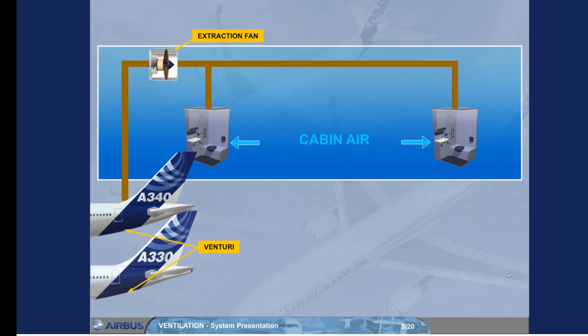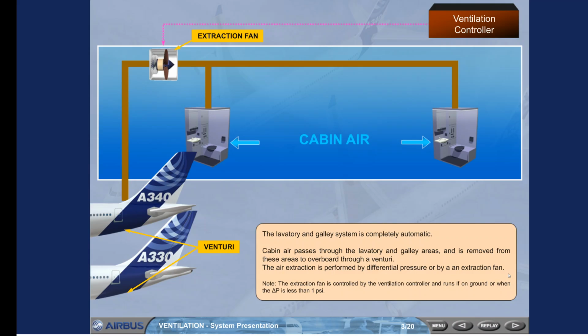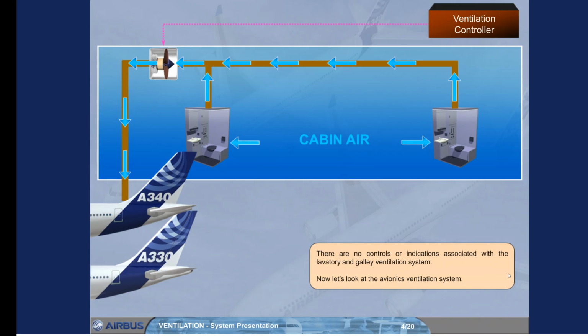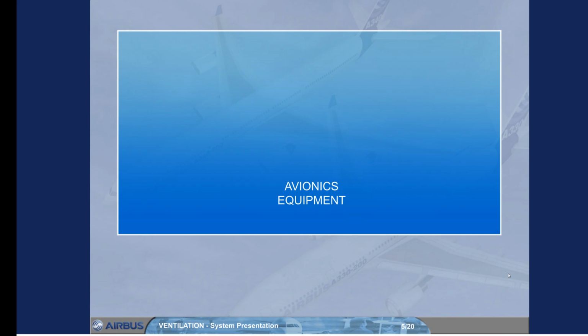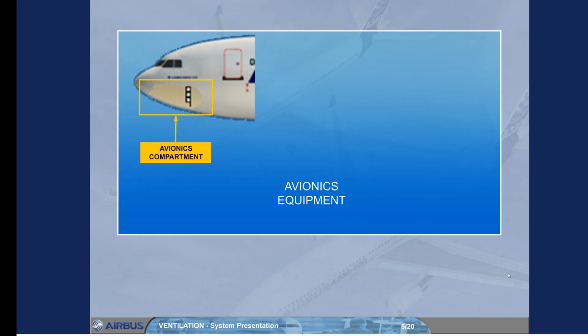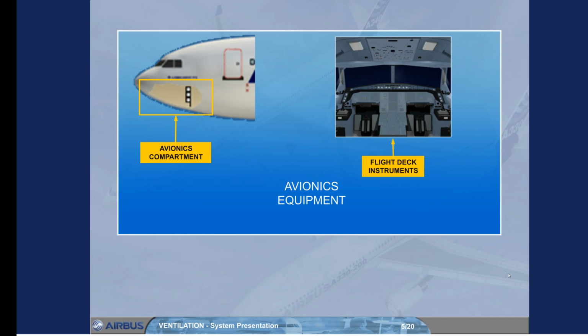Note: the extraction fan is controlled by the ventilation controller and runs if from ground or when the delta P is less than 1 psi. There are no controls or indications associated with the lavatory and galley ventilation system. Now let's look at the avionics ventilation system. The avionics ventilation system provides cooling air for the avionics compartment and the flight deck instruments.